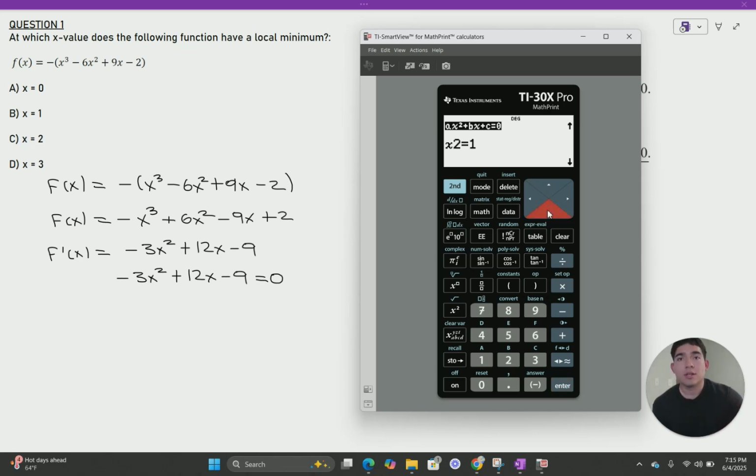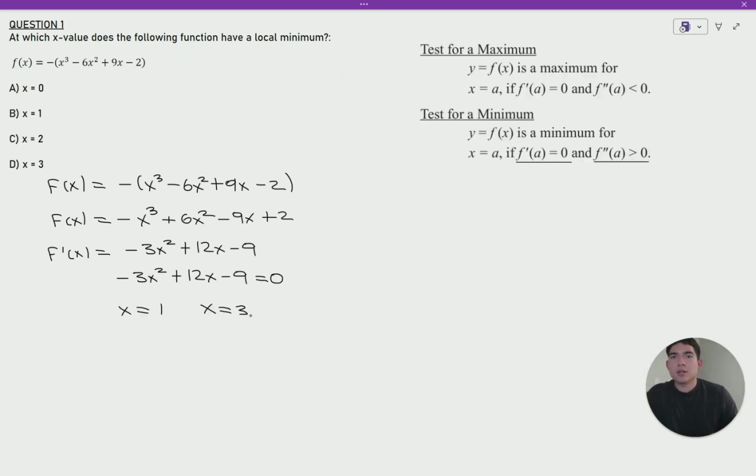So let's go ahead and write that down. So here we have our two values that satisfy this condition. It's going to be x equals 1 and x equals 3. Now, we can only pick one of these as our answer for where we have our local minimum. The way that we figure out which one has our local minimum and which one has our local maximum is by looking at this second condition that was specified.